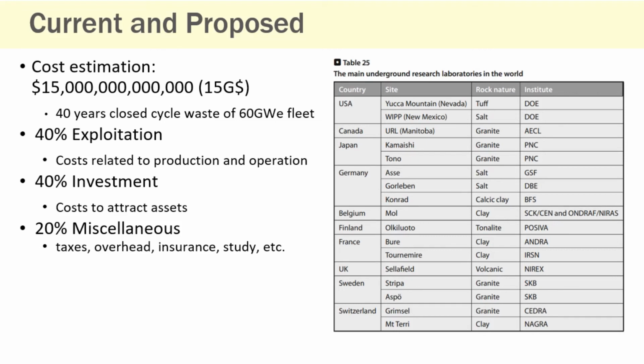Now, the current cost estimation in this chapter at the time of writing was roughly $15 gigadollars, the next step above billion, for the construction of a site. Of this estimate, 40% is exploitation, being the cost to physically construct, the salary of workers, and supplies needed for the location. Another 40% as well to create the opportunities and drive interests of assets to work on such a project to bring additional companies in. The last 20% is for everything else cost-wise. This would be taxes, insurance, conducting studies, unforeseen costs, etc.